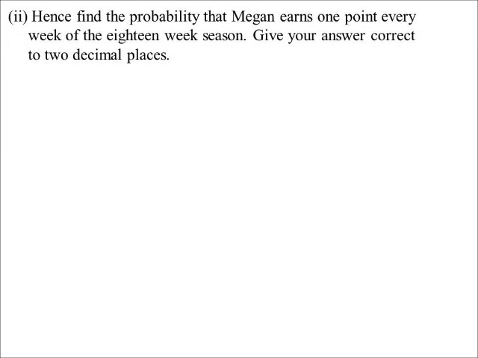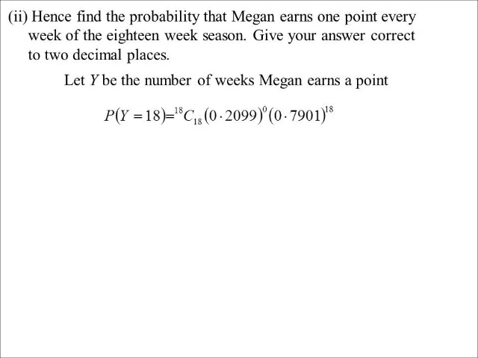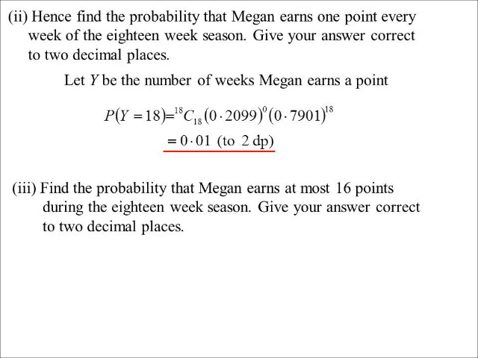Okay. Hence, find the probability that she earns 1 point every week of an 18-week season. So now, I'm going to say, well, Y is the number of weeks Megan earns a point. So probability that Y equals 18. And the probability of Y happening, we just worked out, was 0.7901. So 0.7901 to the power of 18, 0.01. Find the probability she earns at most 16 points.